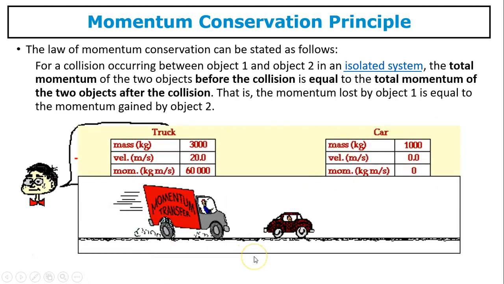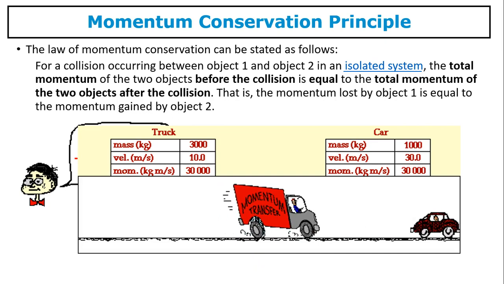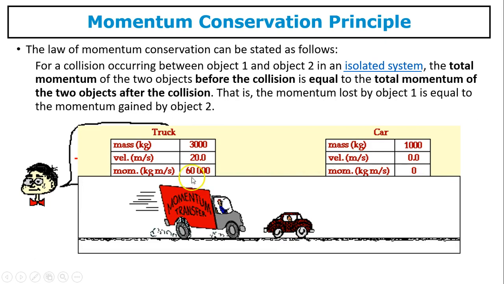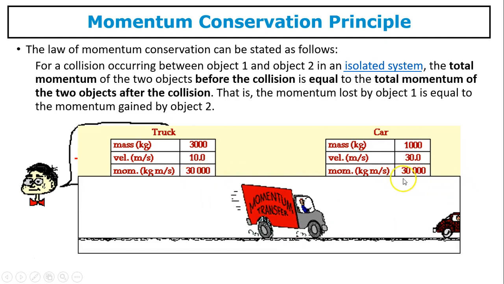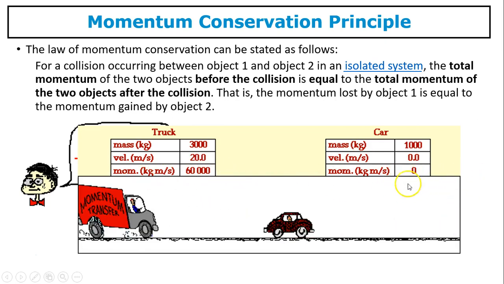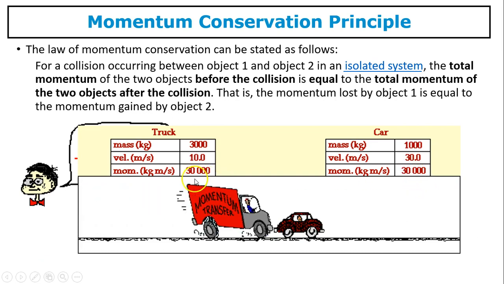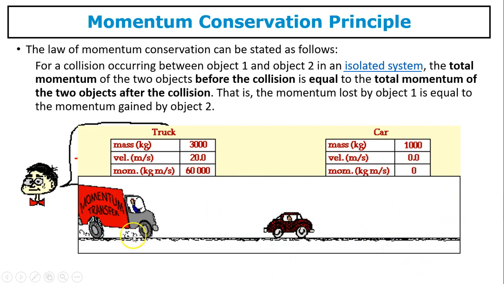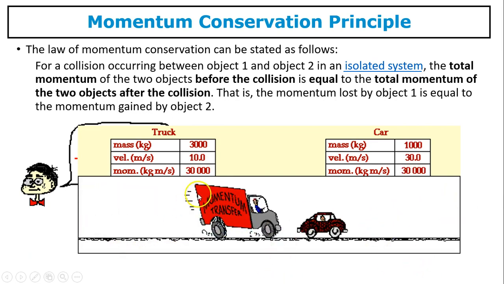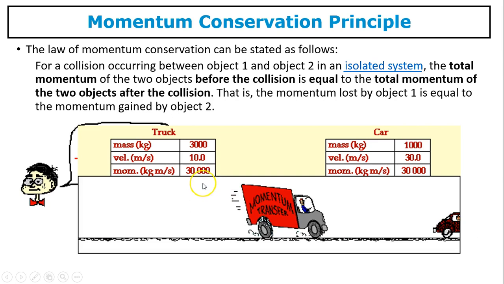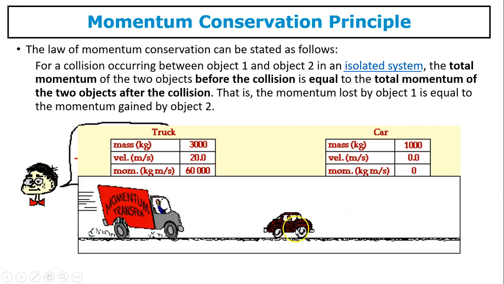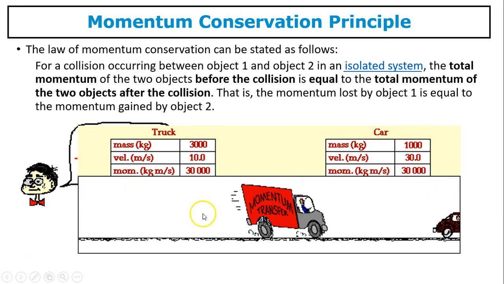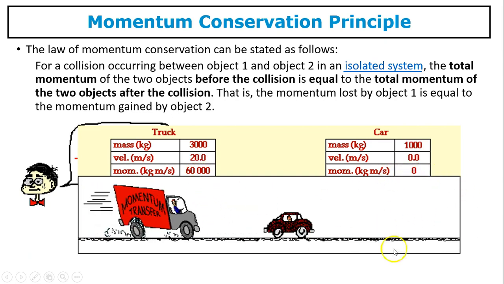Take a look at this, another animation for a collision, the truck and the car. Total momentum before: 60,000 and 0. After: 30,000, 30,000. Again, 0 and 60,000, after 30,000, 30,000. So during this process, it looks like the truck has lost 30,000 momentum. And where did it go? It went to the car. The car had gained 30,000. So after is the same as before, in total.